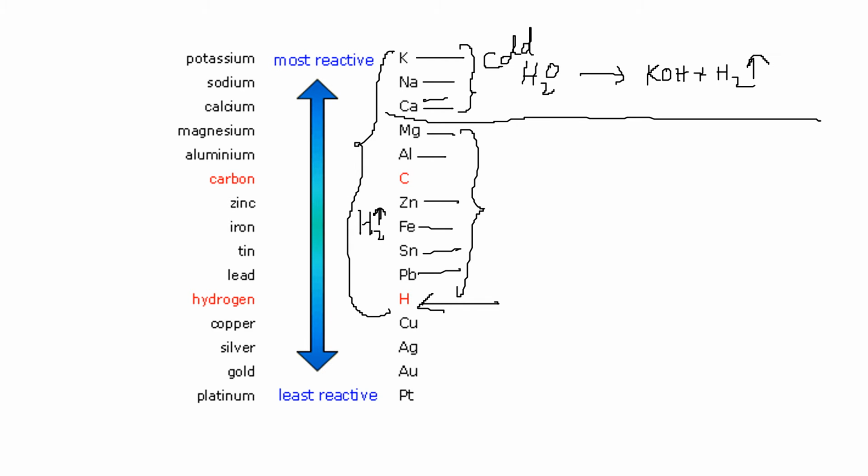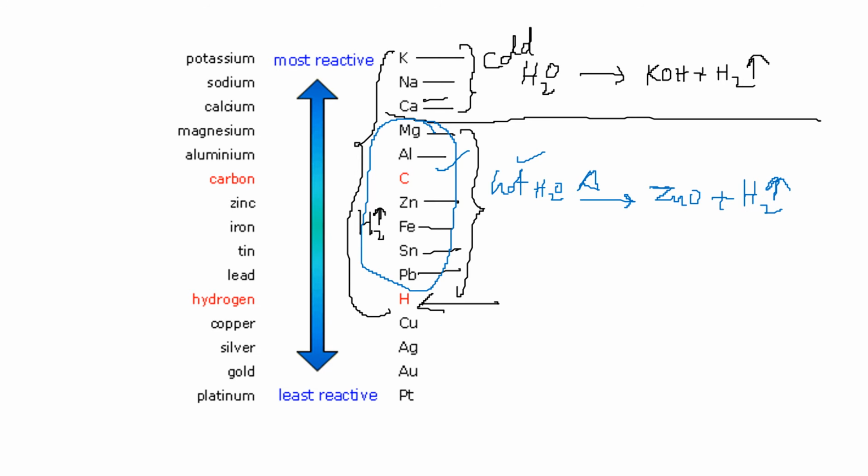Then what about the next ones? They react with hot water to form the respective oxide. Suppose you take zinc oxide or magnesium oxide, aluminum oxide, ferric oxide, then stannous and lead, with the liberation of hydrogen gas. But for these metals from magnesium to lead, they require some heat. You have to heat these metals and pass steam, because they are less reactive when compared to potassium, sodium and calcium. So we require some energy for the formation of the respective oxide and the liberation of hydrogen.